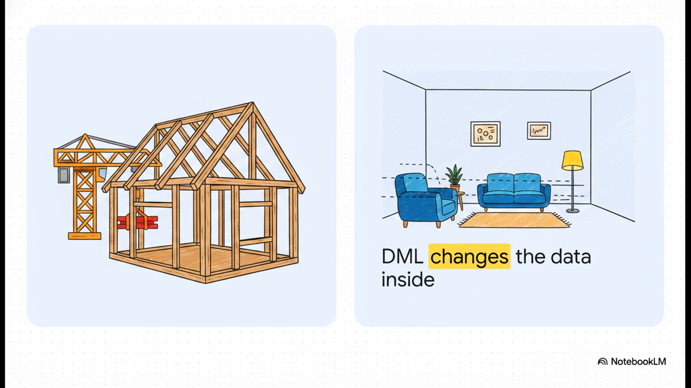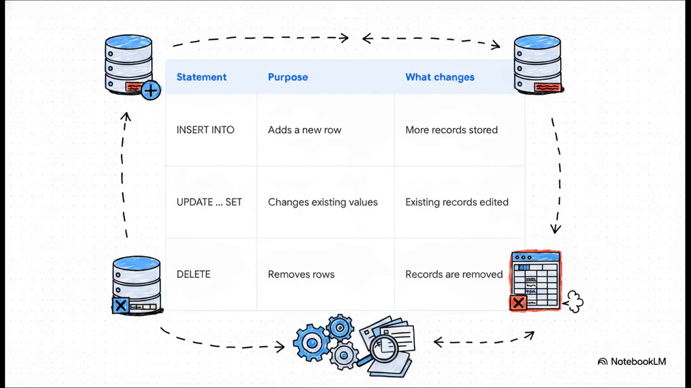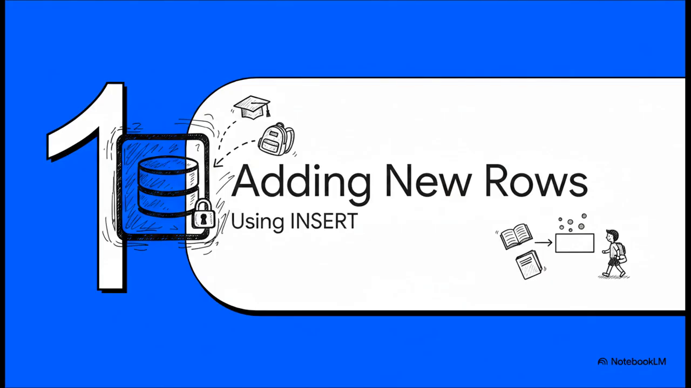The overall structure of the table is going to stay exactly the same, but the records, the actual contents, are what we're changing. So let's map out the big three DML commands we're going to be tackling today. If you're changing data, you're almost certainly using one of these. First up, insert, which adds a completely new row. Second, update, which edits a row that's already there. And third, delete, which simply removes a row. All three of these are the core of SQL data manipulation, because they work directly with the contents of your existing tables.